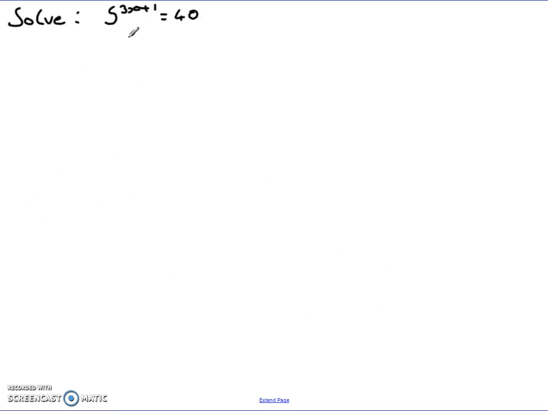So let's imagine we're looking at something that says 5 to the power of 3x plus 1 equals 40. Now we want to solve something like this, so the first thing we need to do is get the 3x plus 1 down, then get all the numbers onto one side, and then take it from there. So first thing we need to do is take the log on both sides. Now what I'm going to do is take the log to the base e of 5 to the power 3x plus 1 equals log to the base e of 40.